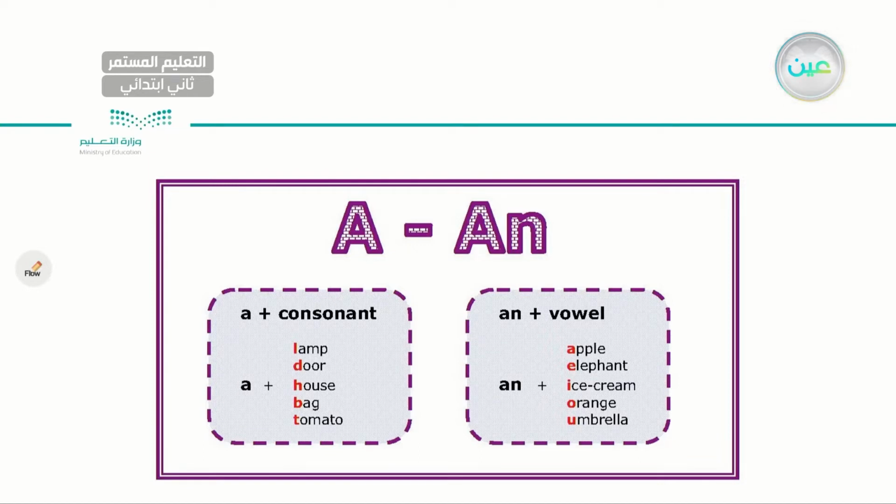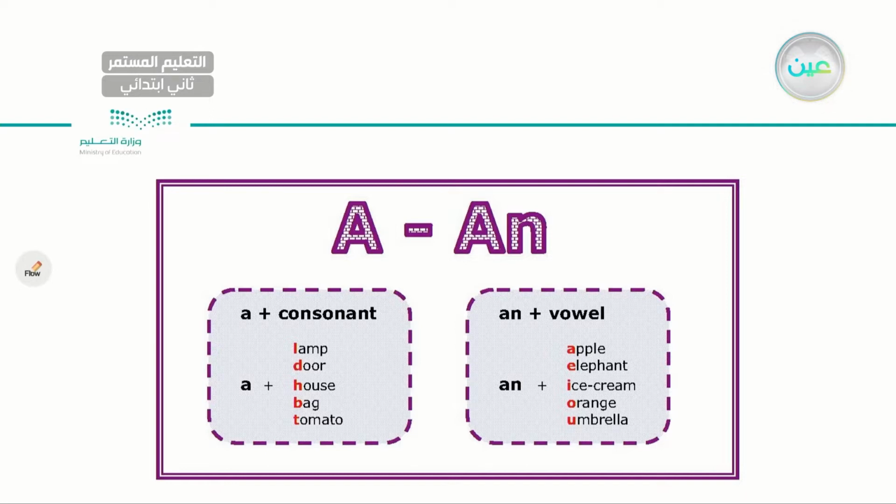Now, let's discuss this one more time. I have the 2 articles a and an. If we have a singular and it starts with a consonant letter, such as L, D, H, all the letters here are in red, I must go with the article a. A lamb, a door, a house, a bag, a tomato, a car, a teacher, a student, a school, a yo-yo, a x-ray. So I'll be using the article a because it starts with a consonant.